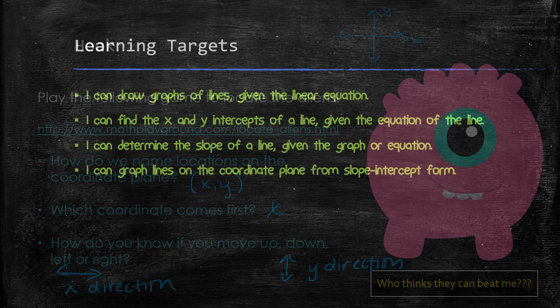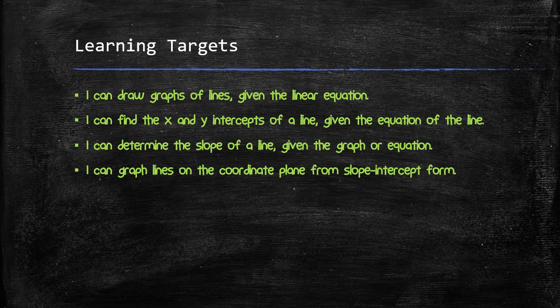Today we have 4 learning targets. The first is that I can draw graphs of lines given the linear equation. So we're going to focus on that first. We're then going to go into: I can find the x and y intercepts of a line given the equation of a line. The third one, I can determine the slope of a line given the graph or equation. And then lastly, I can graph lines on the coordinate plane in slope-intercept form.